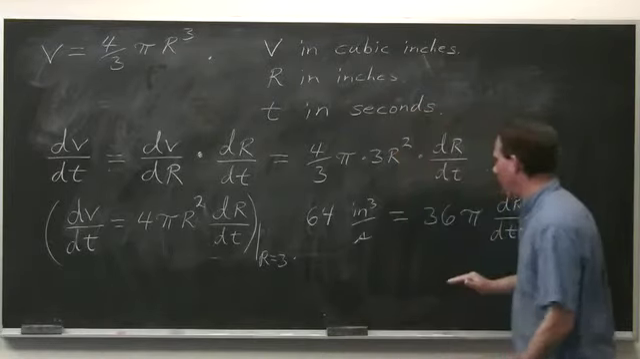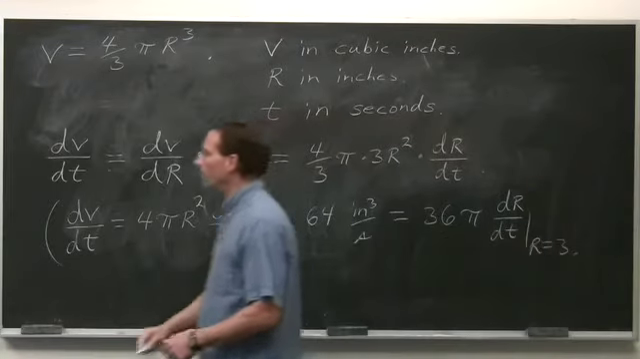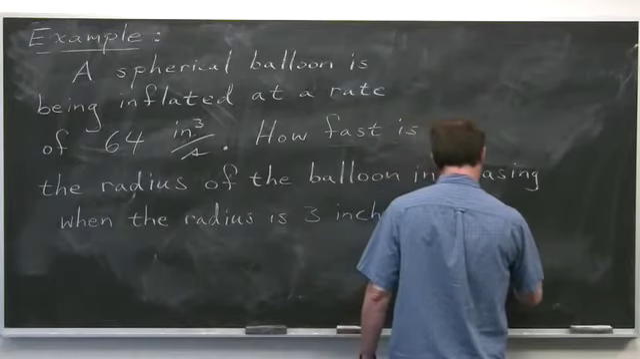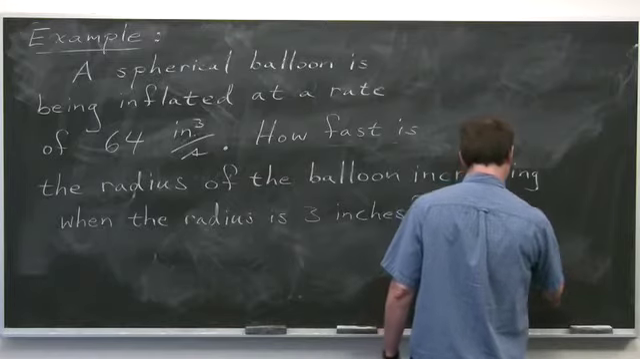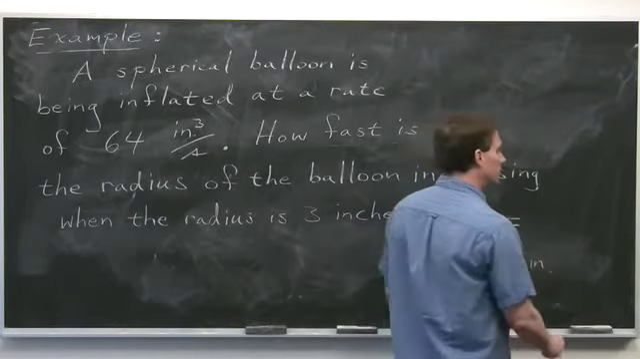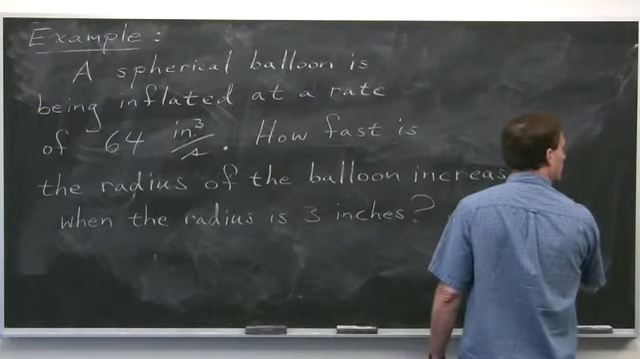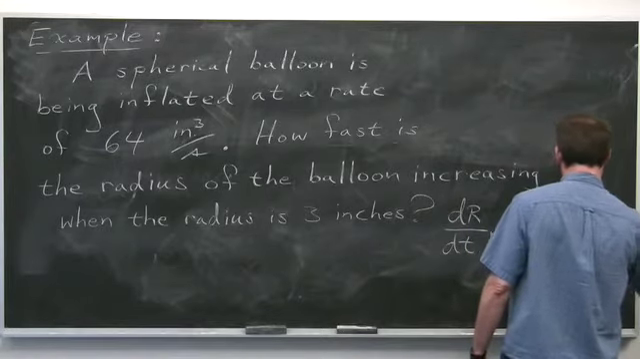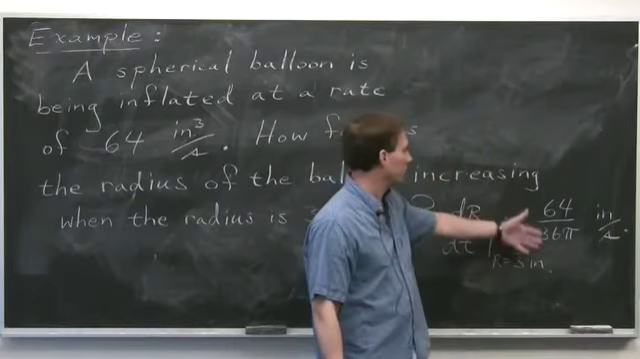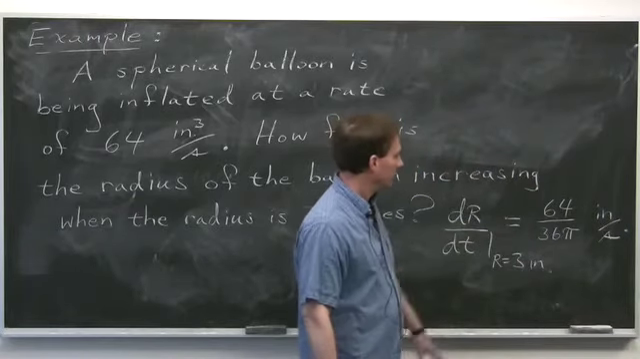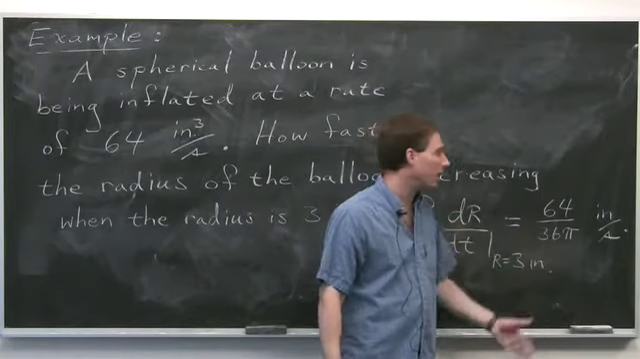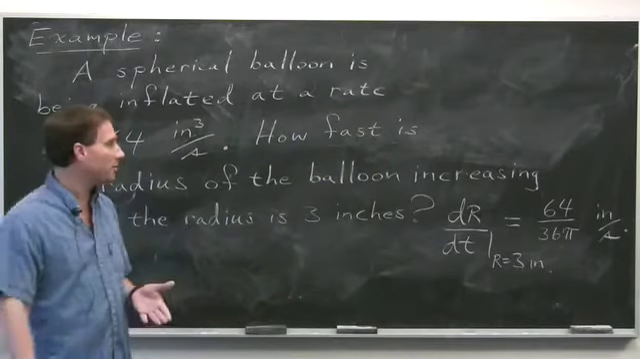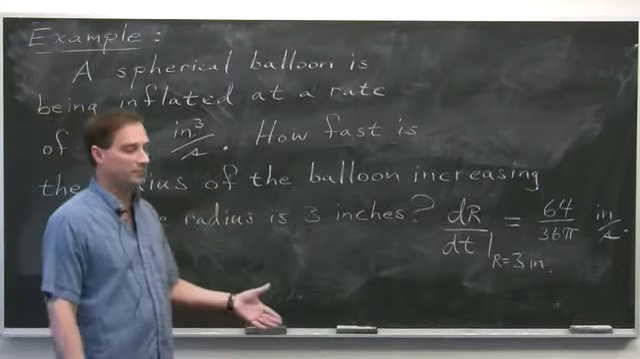So to answer this, divide by 36 pi, and we get that dr/dt when r is 3 inches is 64 over 36 pi inches per second. We could simplify this, and certainly you can divide the numerator and denominator by 4 and get 16 over 9 pi. But this is the answer. This is the rate of change of the radius with respect to time. And we got that via the chain rule.